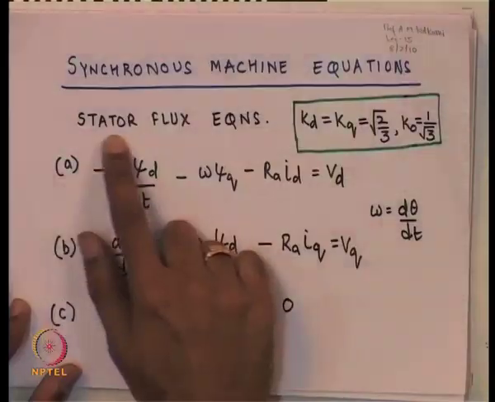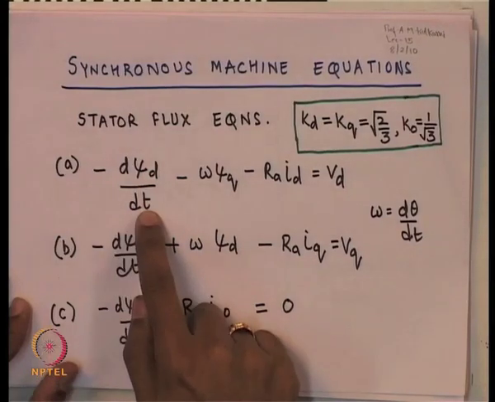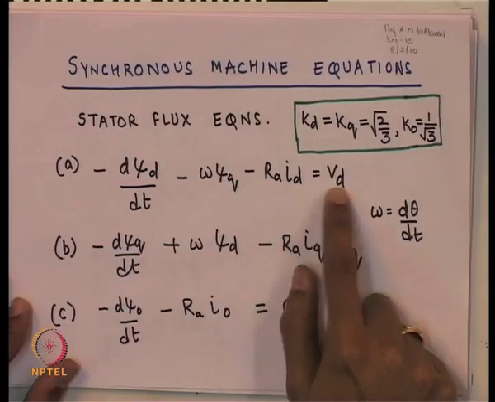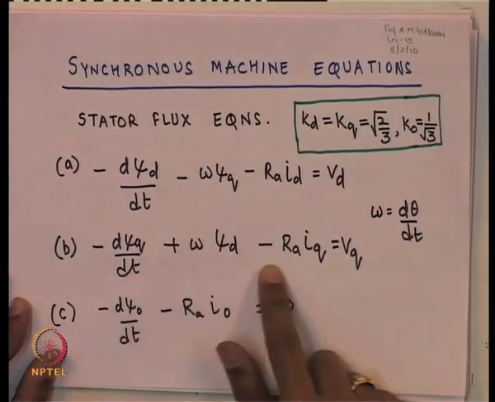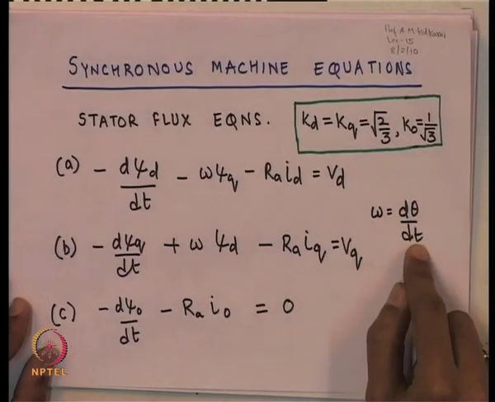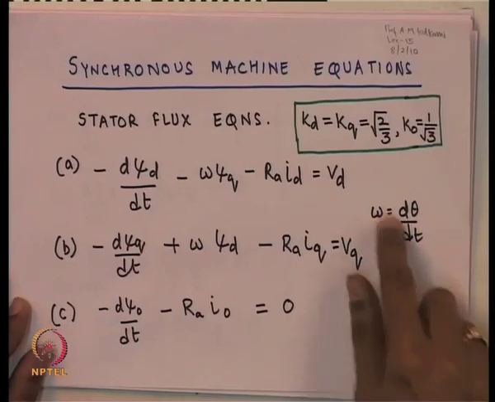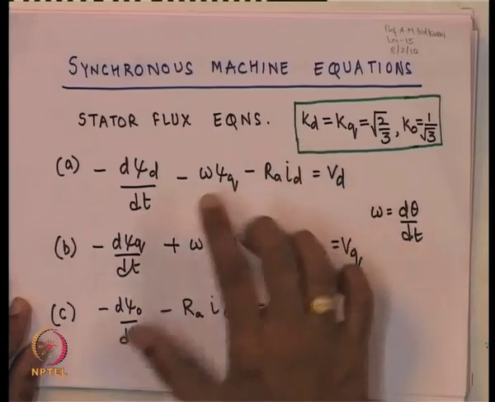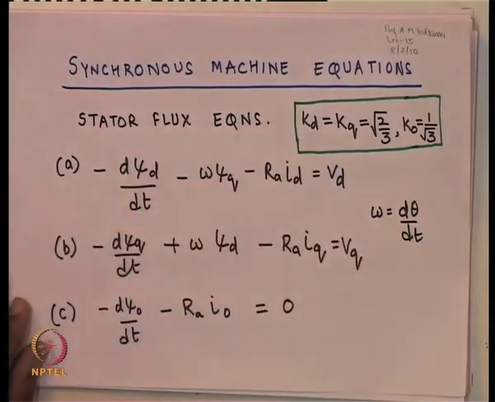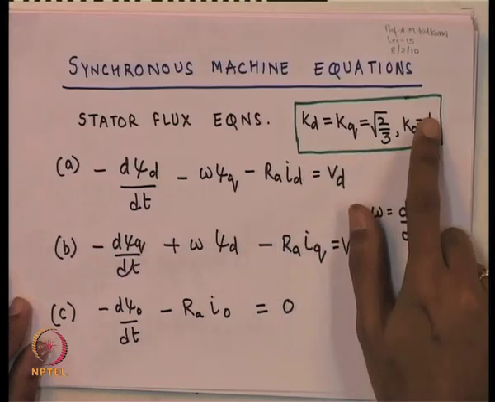So, what are those equations? The basic equations of a synchronous machine in dq0 variables are as follows. The stator flux equations are given by d psi d by dt minus omega psi q minus r a I d is equal to v d, and similar equations for psi q and psi 0. Omega here is of course d theta by dt, theta being the electrical angle and omega being the electrical angular frequency. Now, remember that these equations are obtained using the transformation as discussed before, with k d and k q equal to root 2 by 3 and k 0 equal to 1 by root 3.